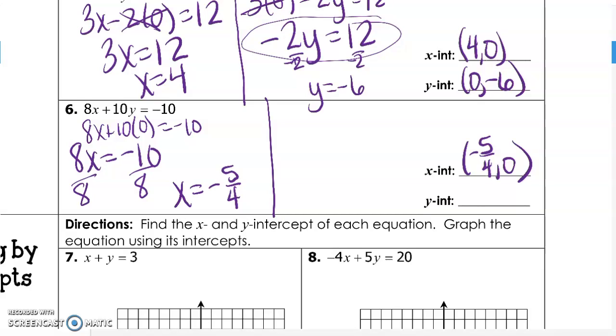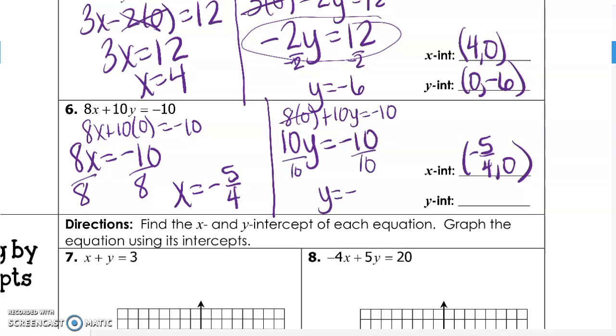Okay. Again, for the y, if you feel comfortable, you can basically just cross off the x term because you're plugging in 0. 10y equals negative 10. If you're not comfortable with doing that, you would write 8 times 0 plus 10y equals negative 10. But again, 8 times 0 is 0, so that goes away. Divide, and y equals negative 1. So 0, negative 1.